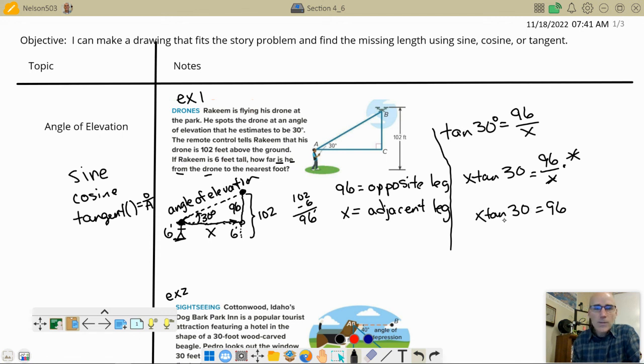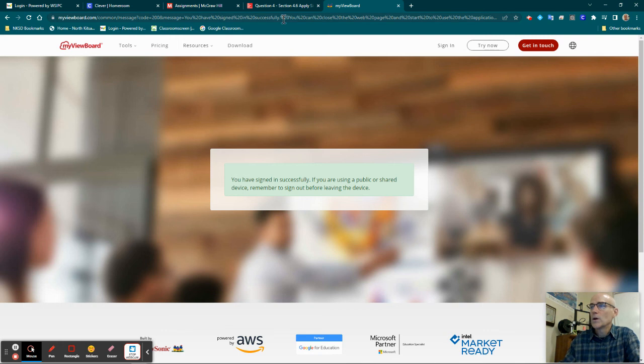The tangent of 30 is just something on our calculator, right? On Desmos, I'm going to divide by the tangent of 30 on both sides. And the tangent of 30 divides out here. And then now I'm on Desmos doing 96 divided by the tangent of 30 for my x value. So I want to jam over to Desmos here real quick.